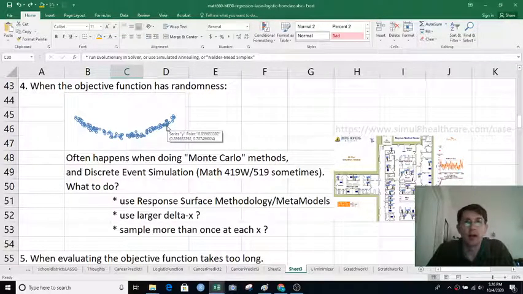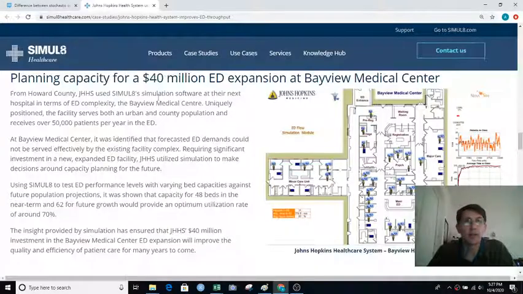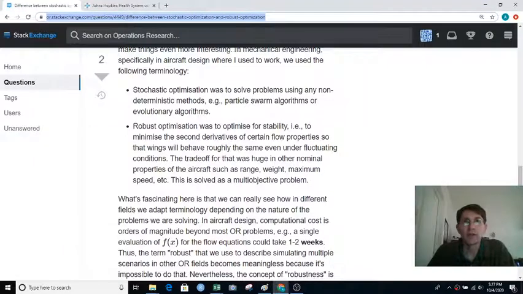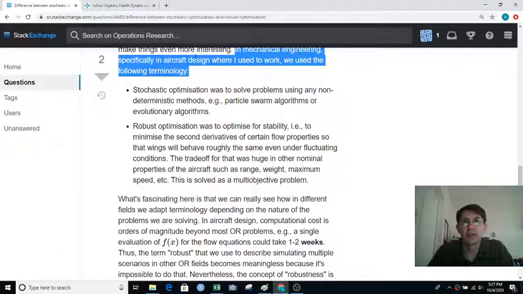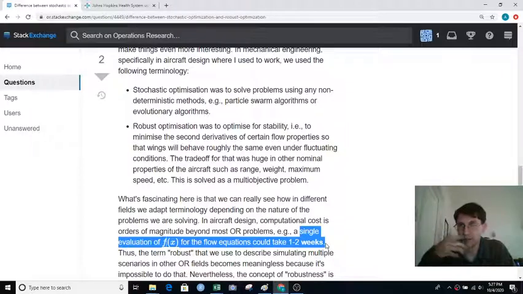And then the last thing that leads into our next module, sometimes the evaluation of the objective function just takes too long. So if you have an engineering fluid flow partial differential equation problem, let me show a quote from a person on the internet here. This person says, in mechanical engineering, aircraft design, we can ignore this part, but this person says, a single evaluation of the objective function could take 1 to 2 weeks. So at that point, you really have to decide how much time you can put into optimization stuff.